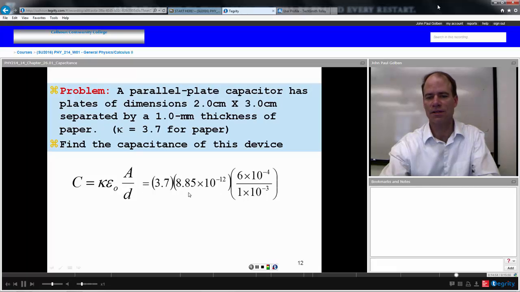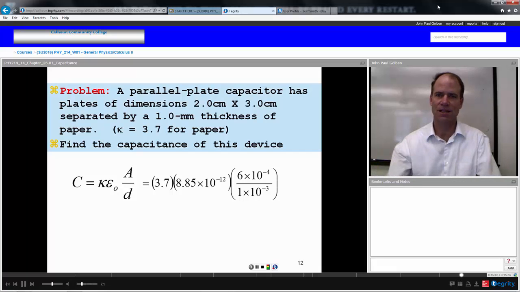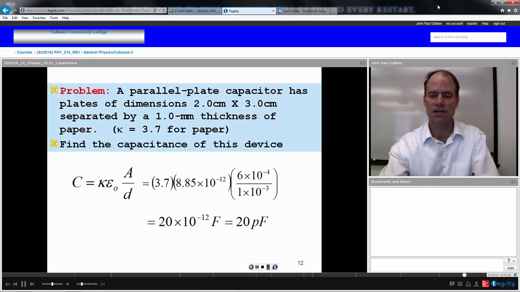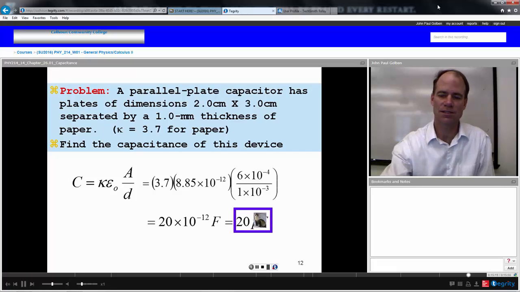That's 3.7 times 8.85 times 10 to the minus 12, times 6 times 10 to the minus 4 for the area, because 2 centimeters by 3 centimeters is going to be 6 square centimeters, or 6 times 10 to the minus 4 square meters, over 1 millimeter. That gives us a capacitance of 20 picofarads. 20 times 10 to the minus 12 farads, so that is 20 picofarads.